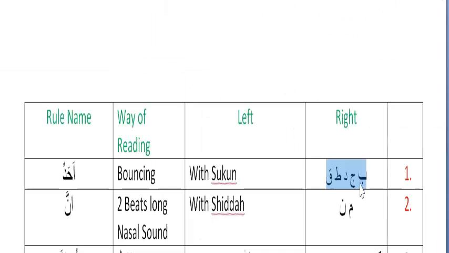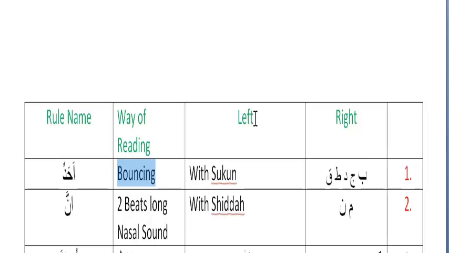Okay, so whenever any one of these letters comes with sukoon, when ba is with sukoon, jim with sukoon, dal with sukoon, ta with sukoon, or qaf with sukoon, then it bounces. Make a bouncing sound. That's called qalqalah. For example, can you read it? Ahad. Ahad, right. So this is what you got to remember.